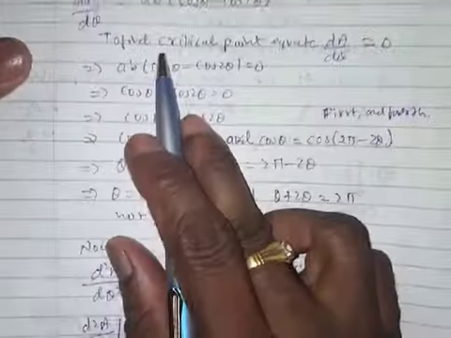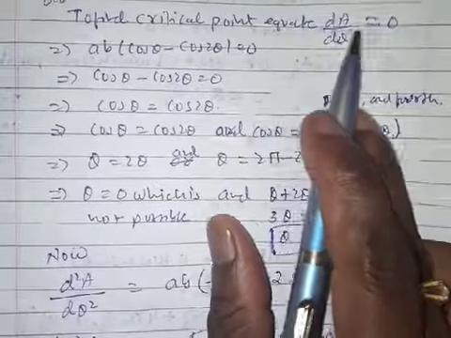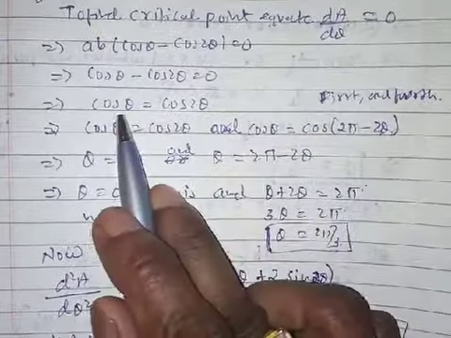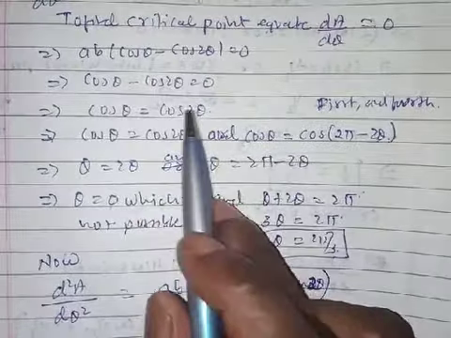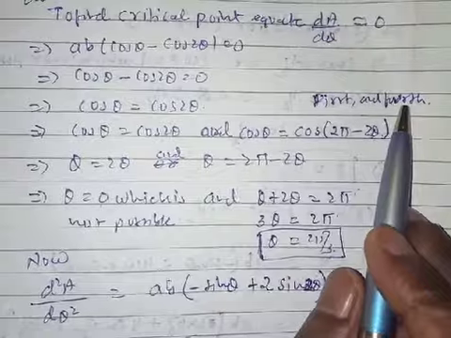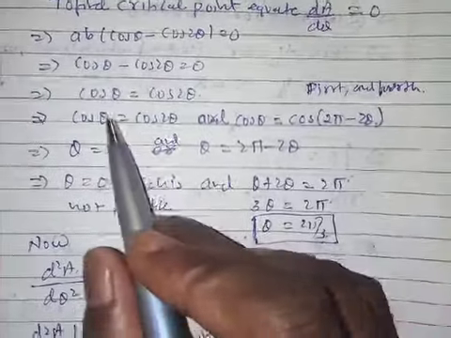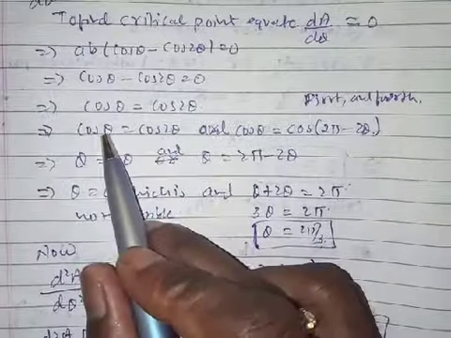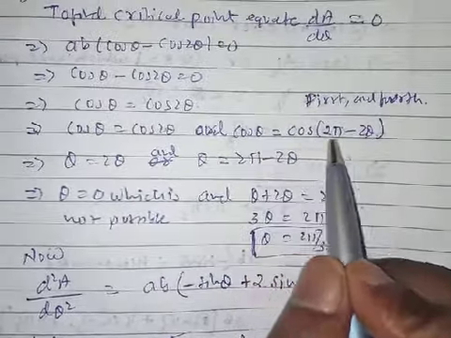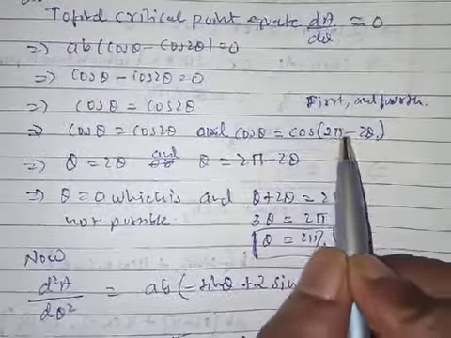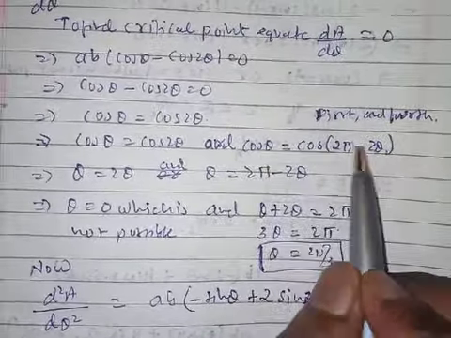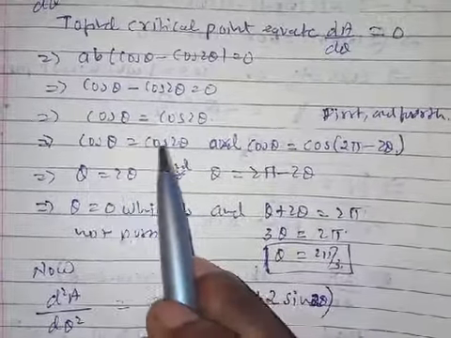To find the critical point, let it equate to 0. So when we equate to 0, we get cos theta is equal to cos 2 theta. Cos is positive in the fourth quadrant and in the first quadrant. In the first quadrant it will remain the same, cos theta equals cos 2 theta, and in the fourth quadrant it is 2 pi minus 2 theta.